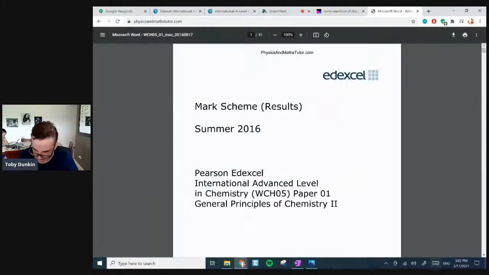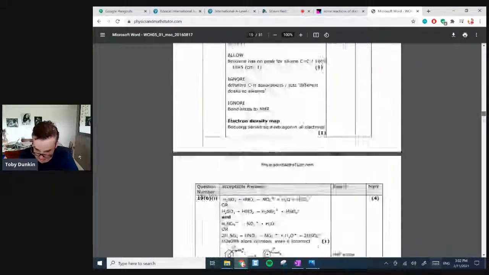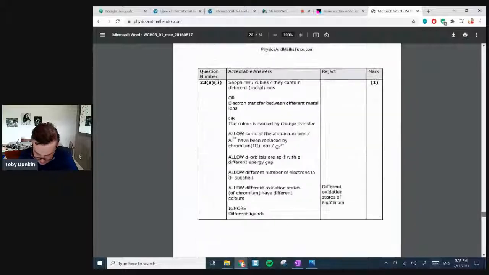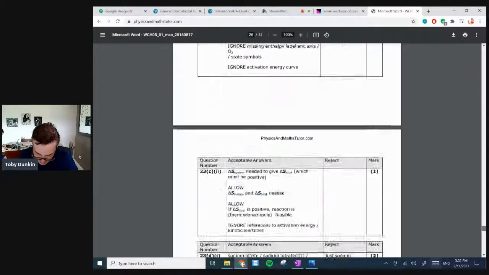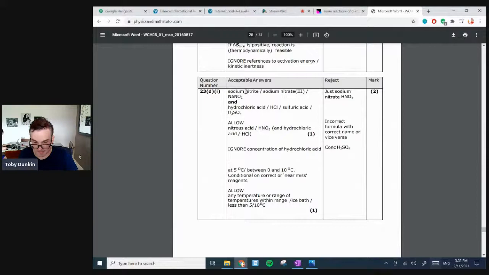I found it. This is question 23D, part 1. Sodium nitrite and HCl. Allow nitrous acid and HCl. How bizarre. Okay, I'm happy with this now. And look, there's the 5 degrees.